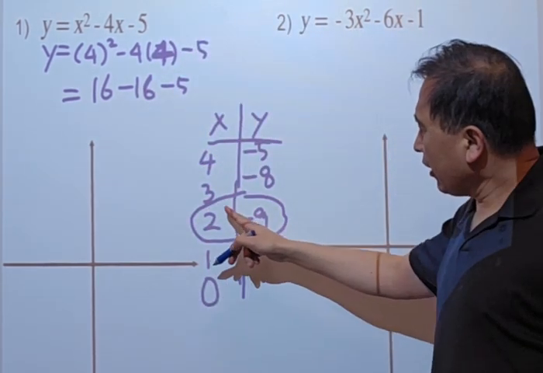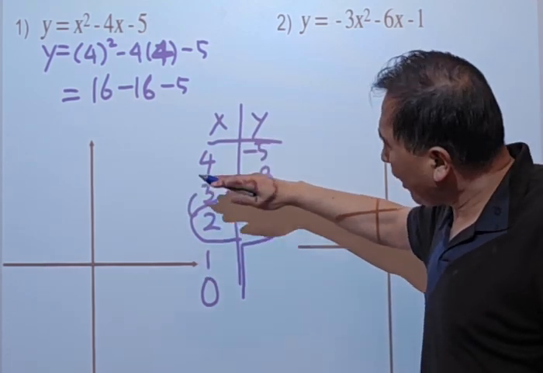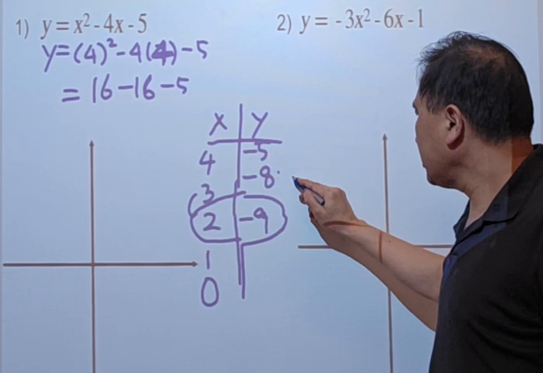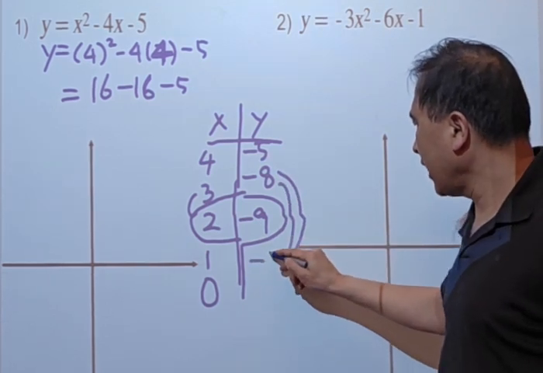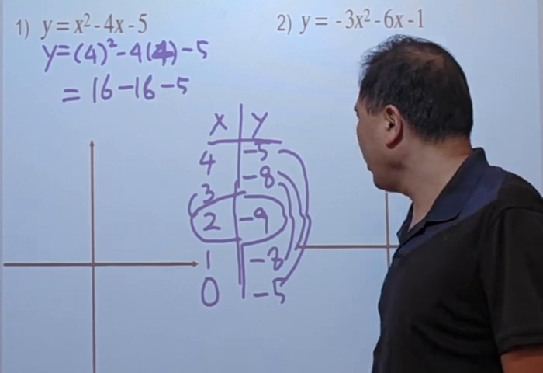One thing: from the vertex, this is the x of symmetry, and left and right should be the same. So this value will be the same as this, which is minus 8. This will be the same as this, minus 5. So with that, let's draw the graph.